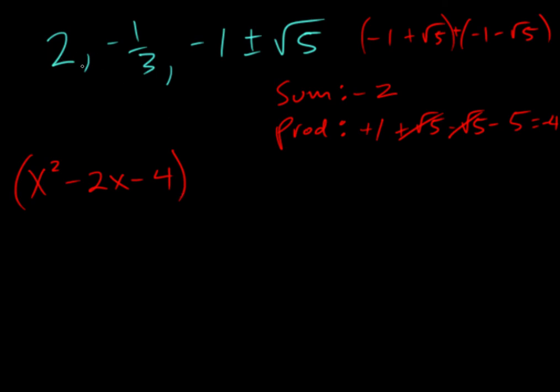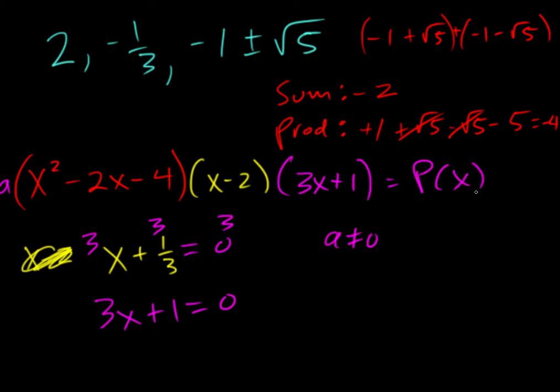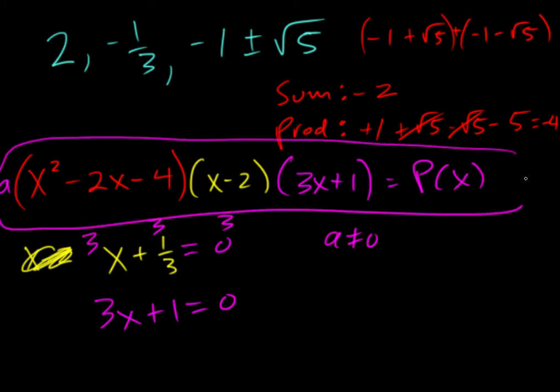Now, to get 2, that's just going to be x minus 2. And then to get this one, we're going to have x plus 1/3, but we don't want it to have a fraction, so we think of it as equal to 0 and multiply all the pieces by the denominator: 3x plus 1 equals 0, so it's 3x plus 1. And then we just put an a out in front, and a cannot equal 0, and this is our polynomial. That represents all of them.